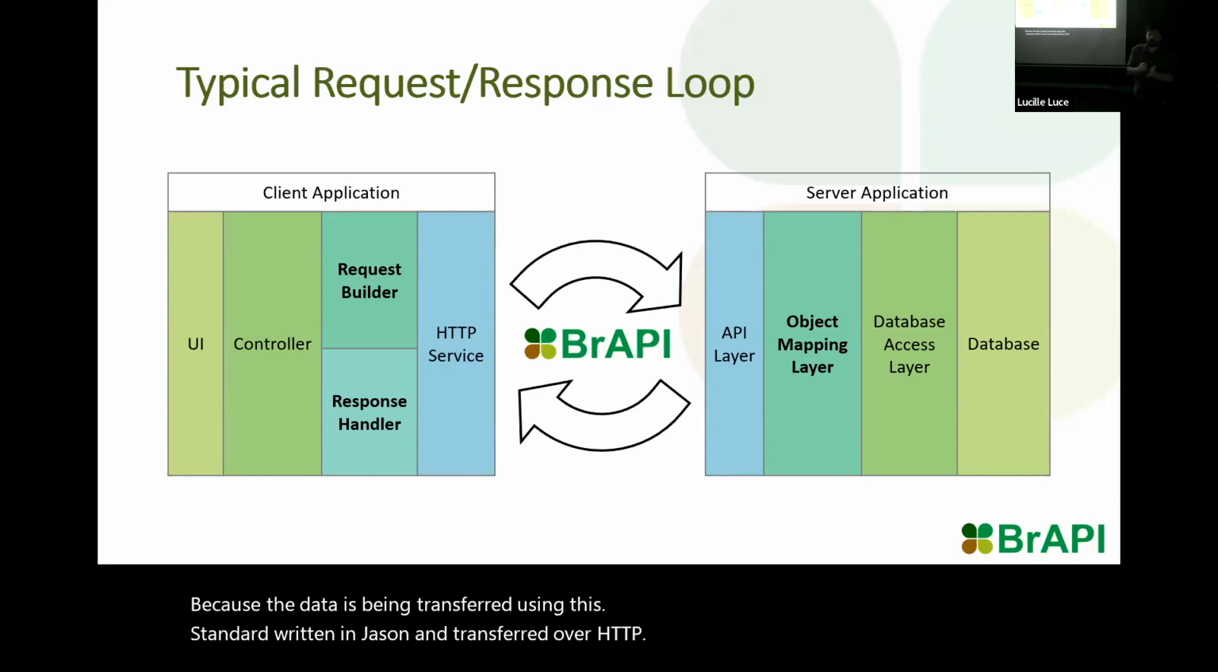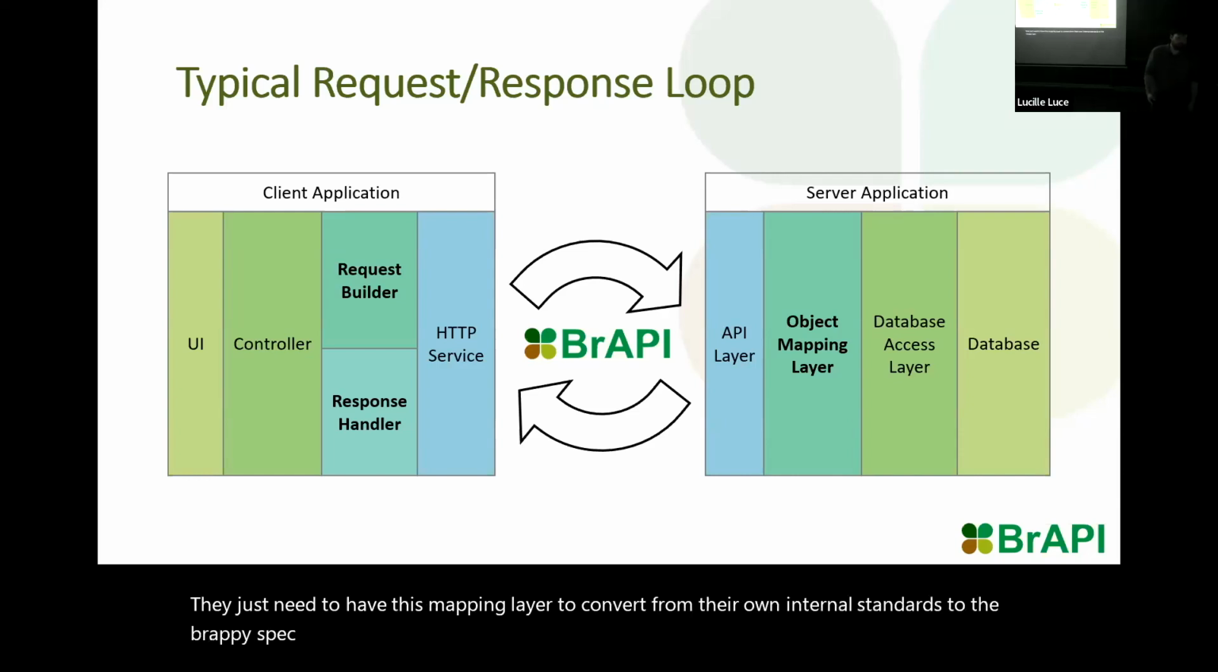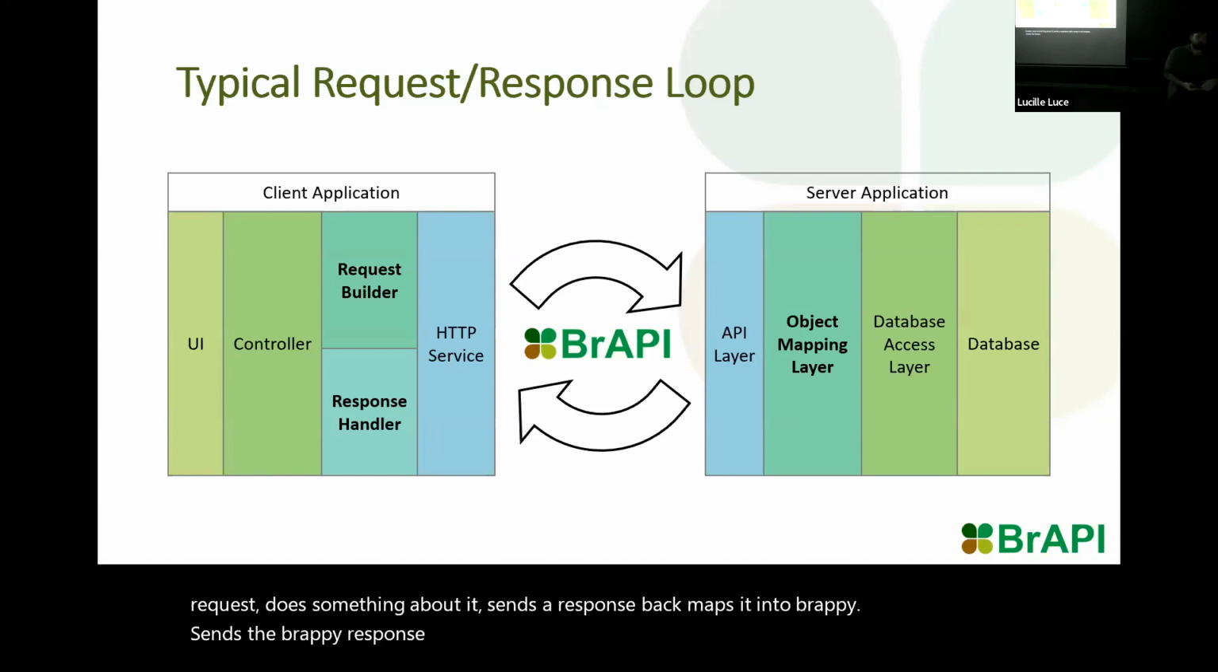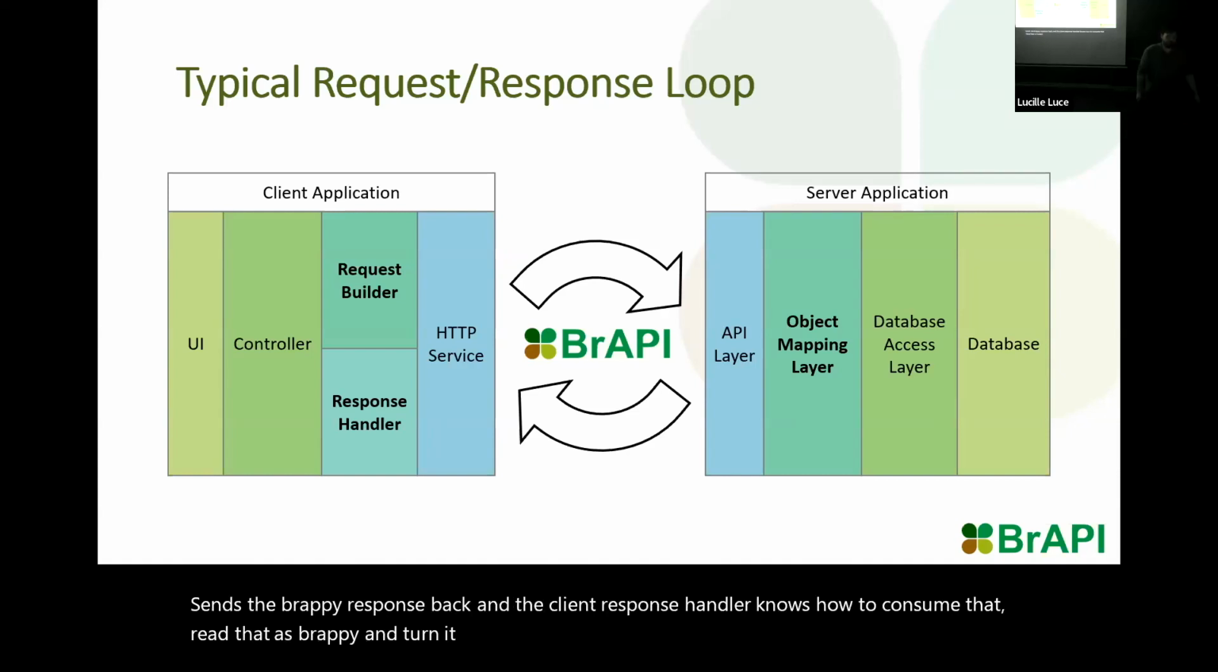They just need to have this mapping layer to convert from their own internal standard to the BrAPI spec. And then again, the reverse happens on the response. So the server chews on the request, does something about it, sends a response back, maps it into BrAPI, sends the BrAPI response back, and the client response handler knows how to consume that, read that as BrAPI, and turn it into its own internal spec.